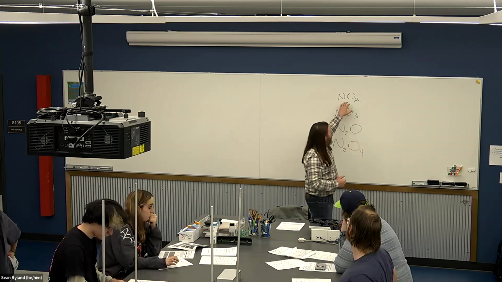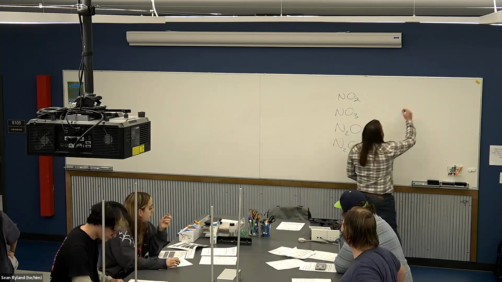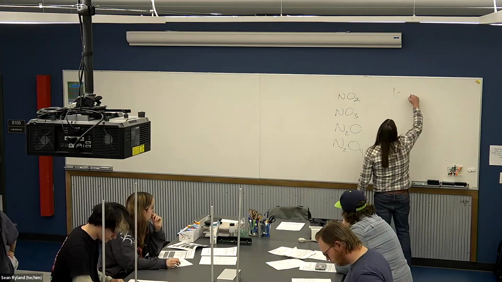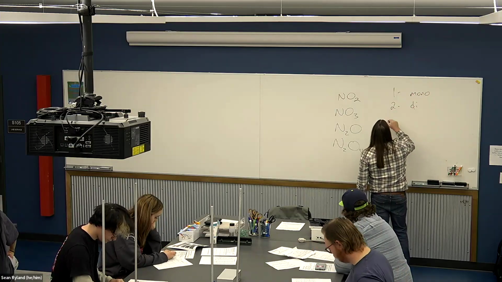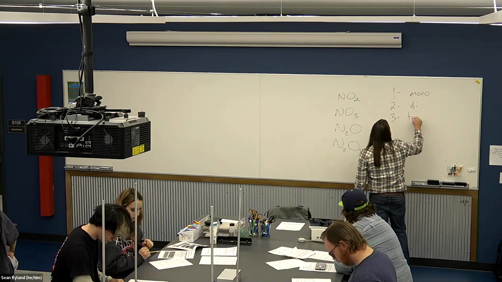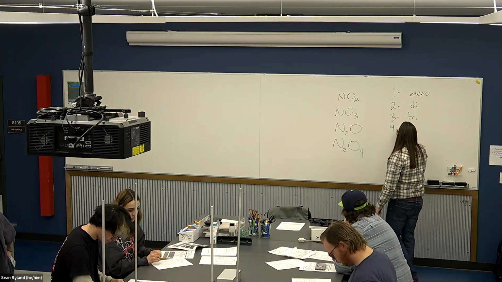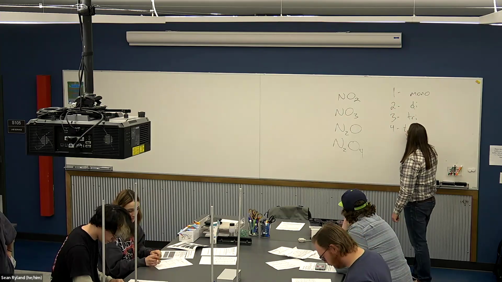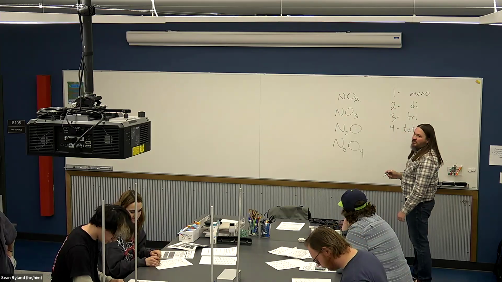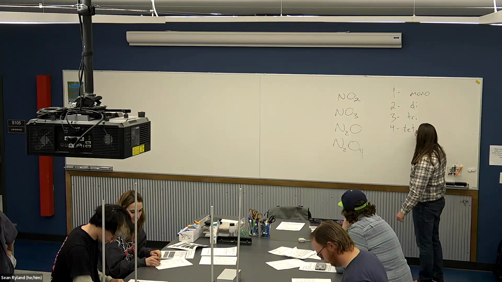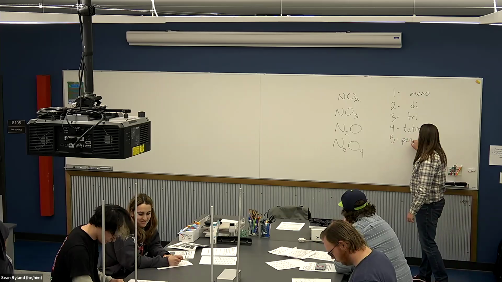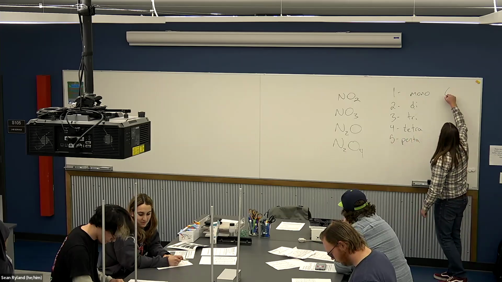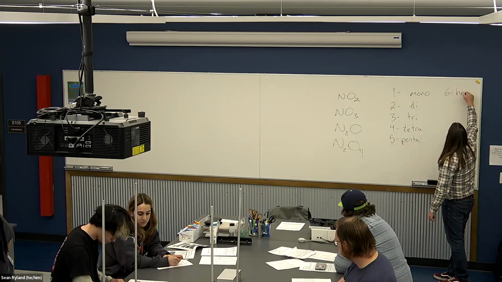So let me write those. 1 is mono, 2 is di, 3 is tri. Most of these are common. 4 is a little bit different. It's not quad, because quad is actually Latin based. Tetra is the Greek word for 4. 5 is penta. 6 is hexa.